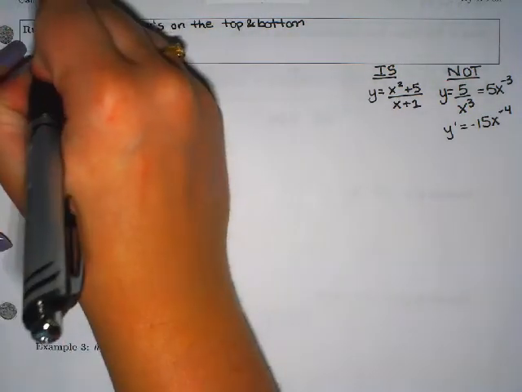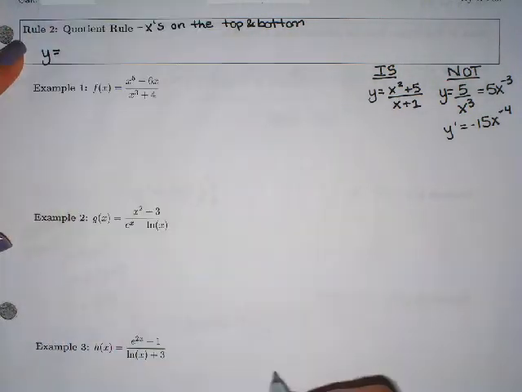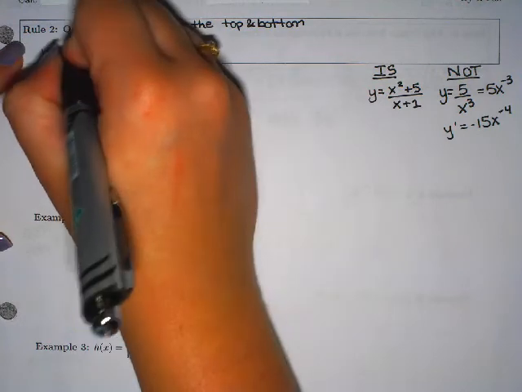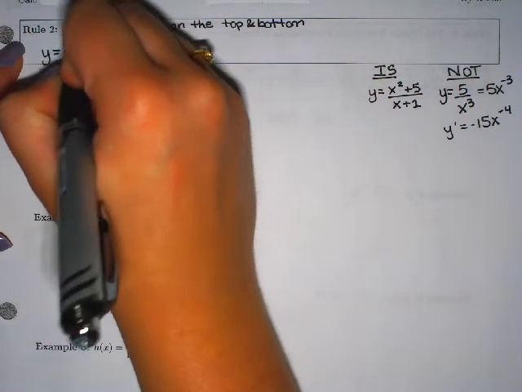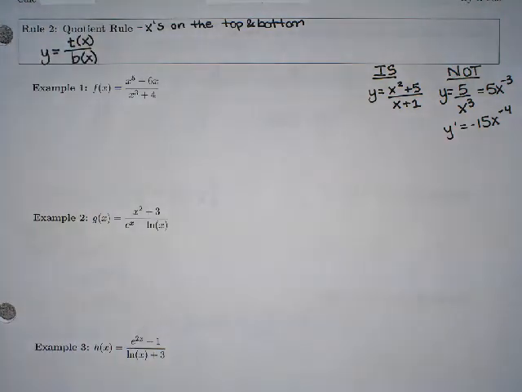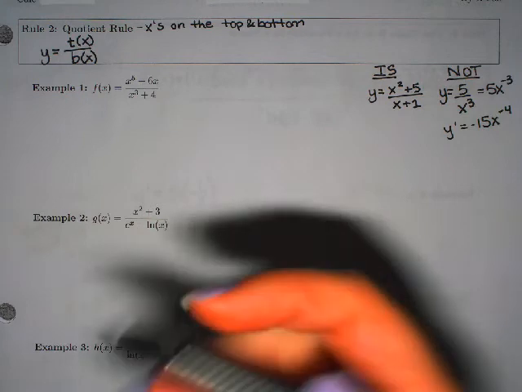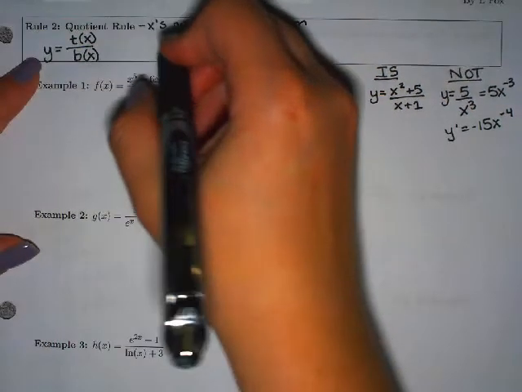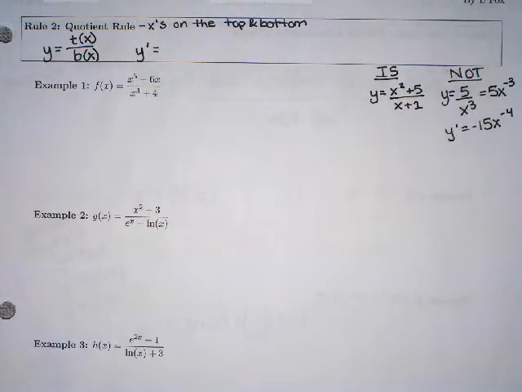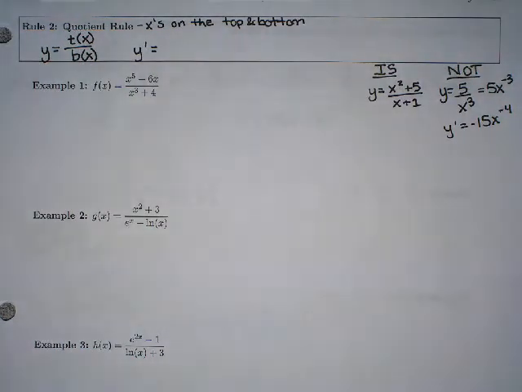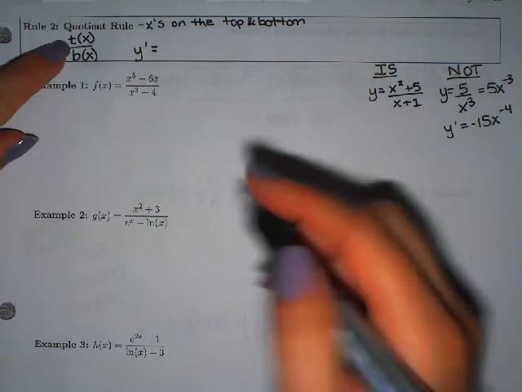We have a function, I'm going to say it's y equals, and I'm going to call it t of x over b of x. You have x's in the top and the bottom, and I'm calling them t and b for top and bottom. You could also say n and d, numerator and denominator. I think the book uses f over g, but that's not super descriptive. The derivative, y prime, is still going to be a derivative times an original, just like the product rule was, but it's a specific order.